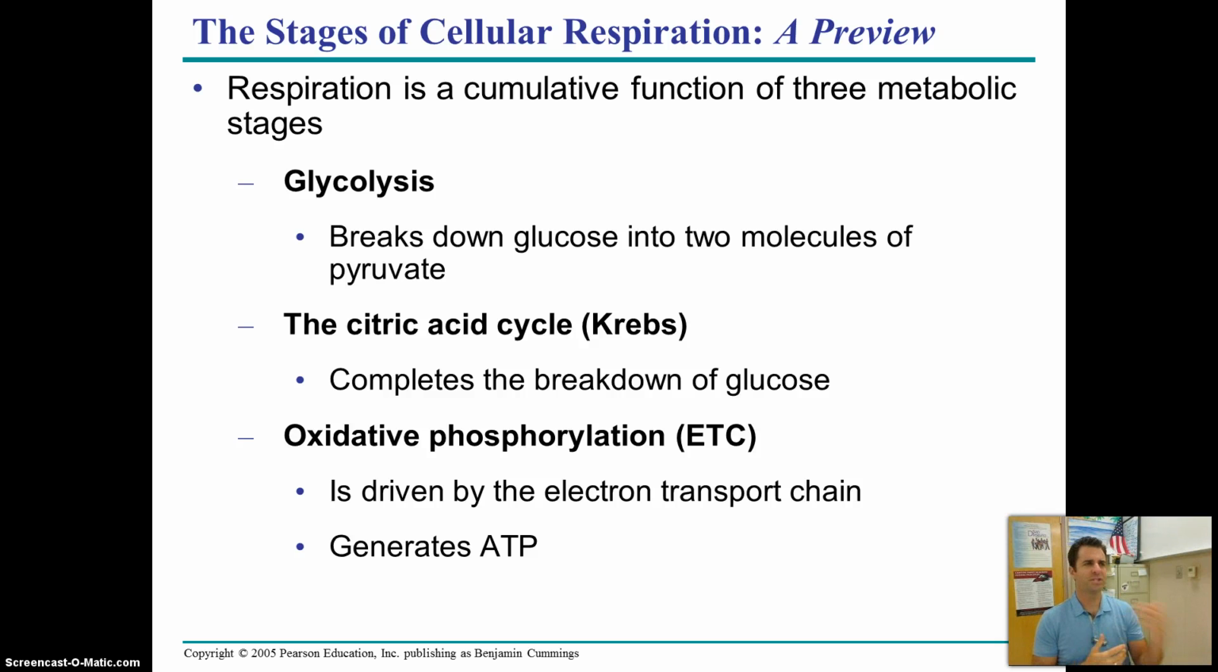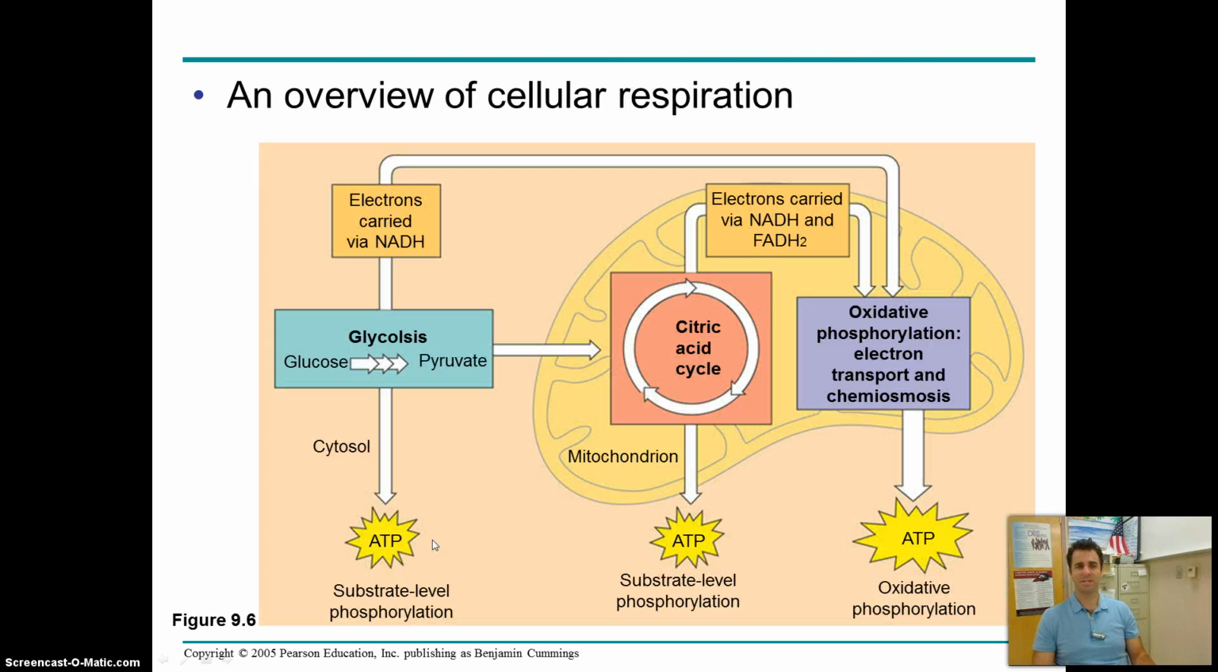Citric acid cycle finishes the breakdown of glucose, produces a few other byproducts that will be necessary in the last oxidative phosphorylation step, which is largely made up of the electron transport chain and something called chemiosmosis that we'll see later. This is the main ATP generating step, the most important part. Although ATP is produced in these other two steps, it's very minor. The majority of it comes through oxidative phosphorylation.